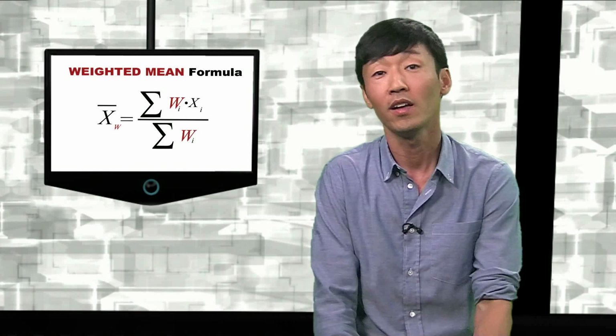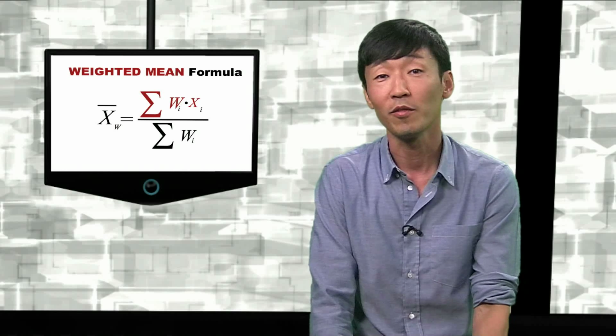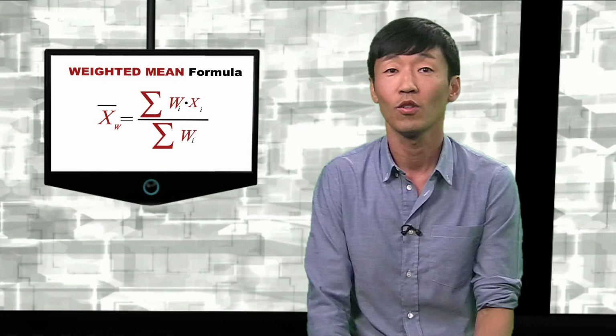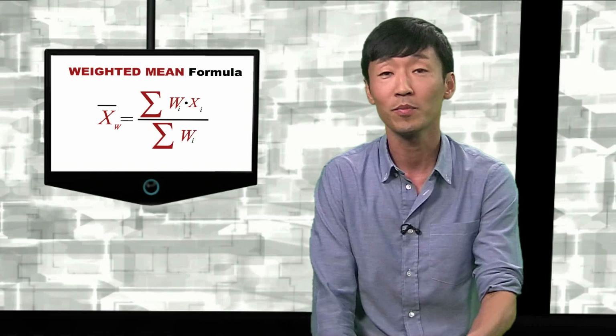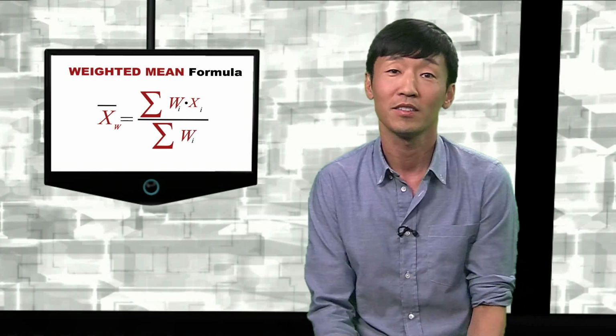If you look at the formula, on the top you'll see sigma Wx instead of just sigma x. And W is a different weight for each element. On the bottom, instead of n, which is how many numbers you have, we have sigma W, again another sigma. It just means you add up all the different weights. So on top you multiply each element by its weight, and on the bottom you add up all the weights and divide by that.